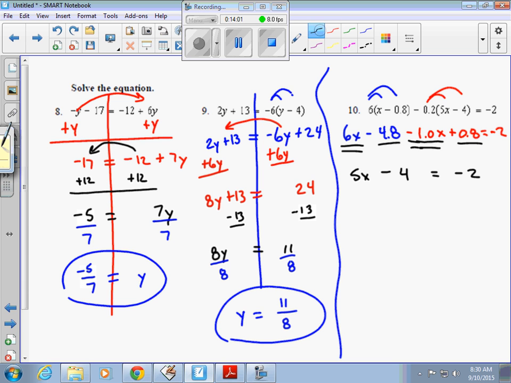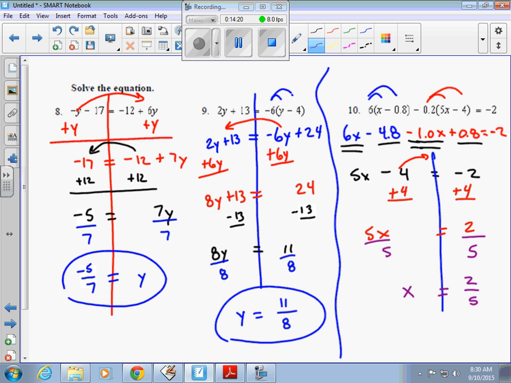Now we have a simple equation just like the ones we've been doing. Get x by itself by moving the minus 4 over by adding it. If you add it to the left, add it to the right. Negative 2 plus 4 is positive 2. You still have 5x on the left. Get rid of 5 times something by dividing by 5. Do it to the left, do it to the right. X is 2 over 5. No number goes into both of those.